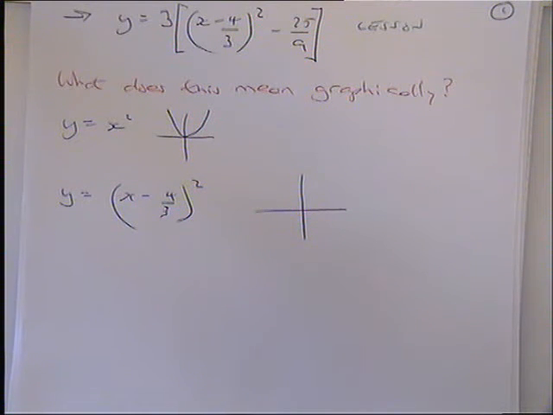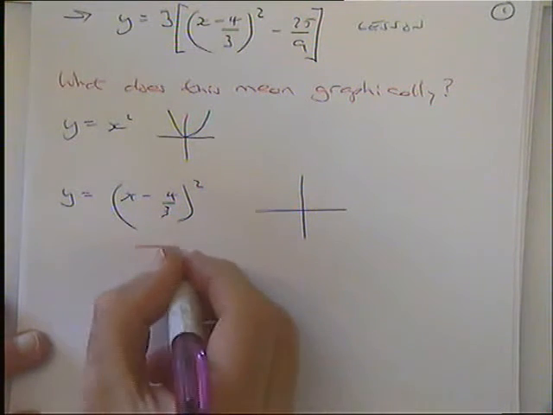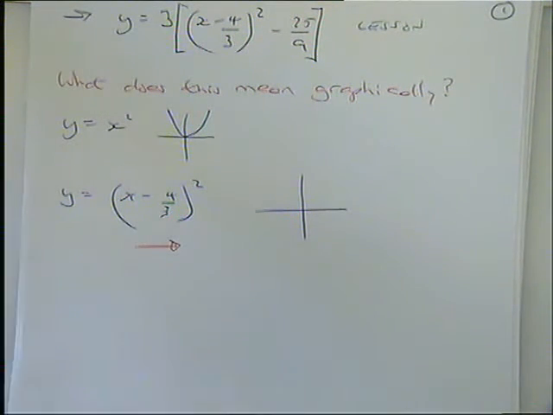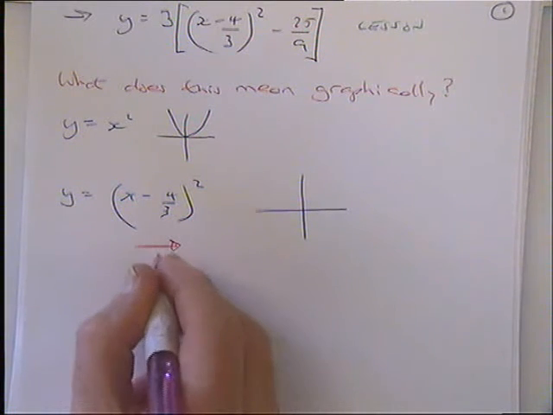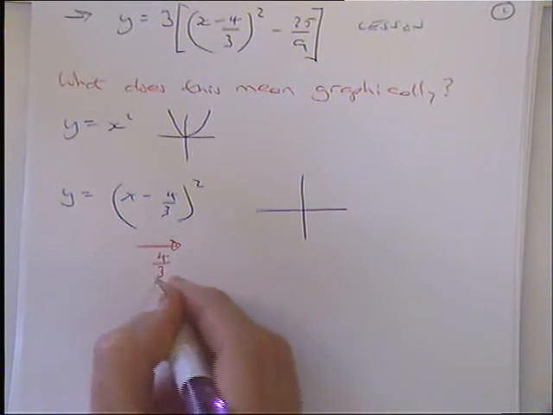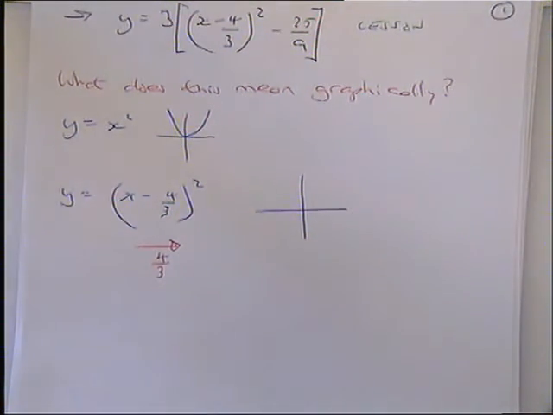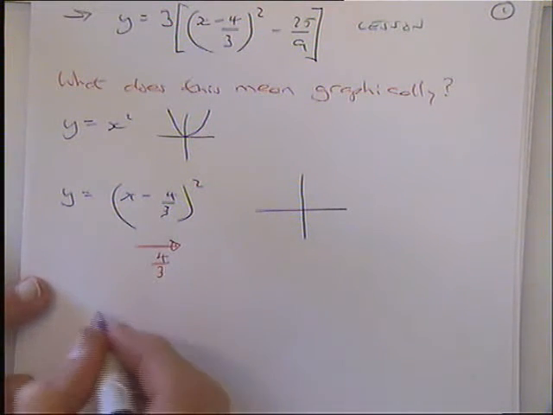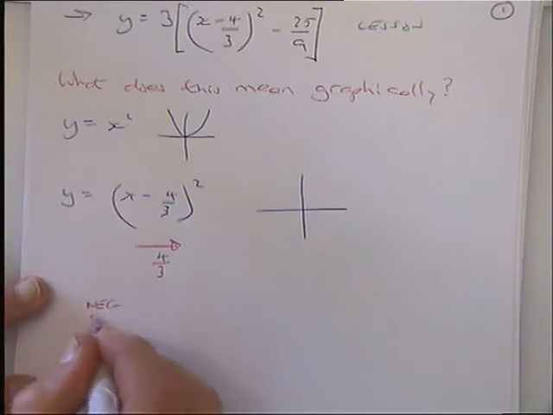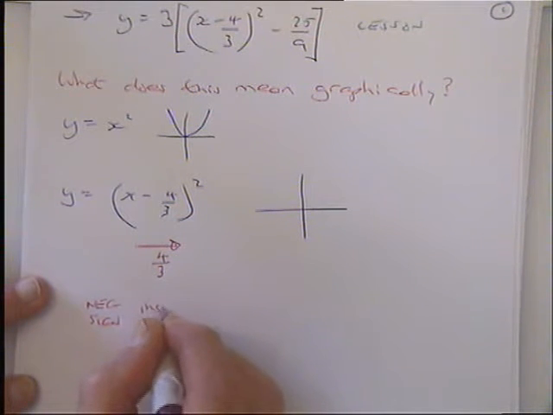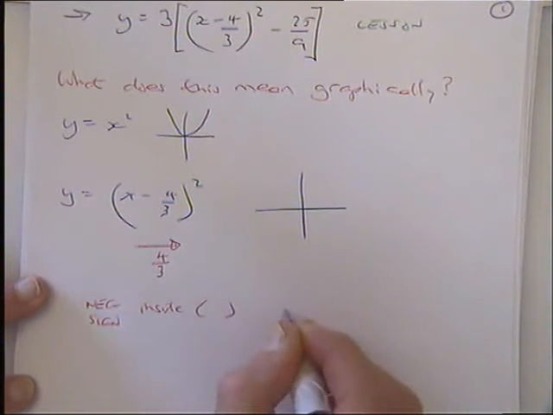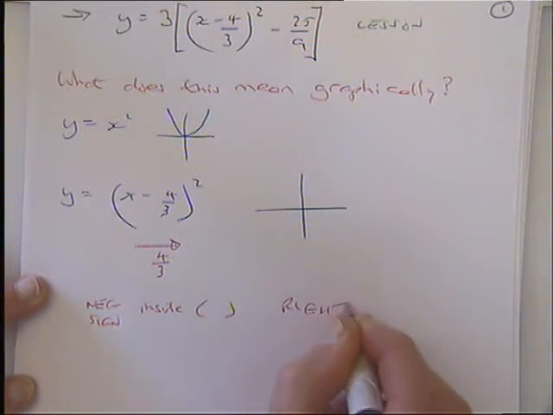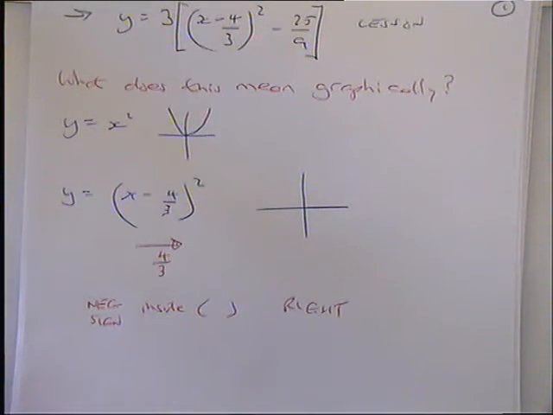Did you have a hand up earlier? Well, if it's minus 4/3, it will move to the right. He's correct. Okay. A negative 4/3 will move it right 4/3. It's a bit counterintuitive the first time, but a minus inside the bracket shifts it to the right. So that's a negative sign inside the bracket moves it right. Okay, if you want to sort of put that down.